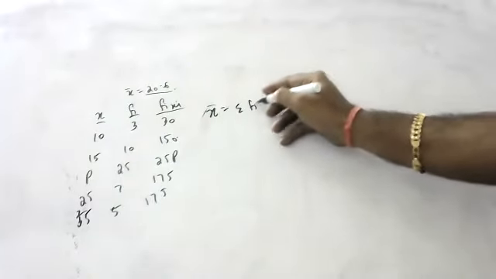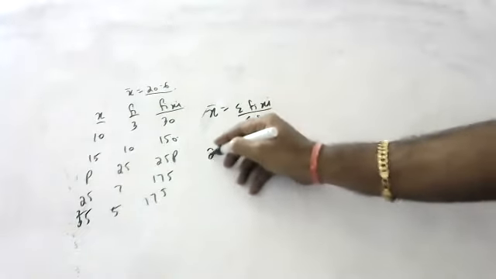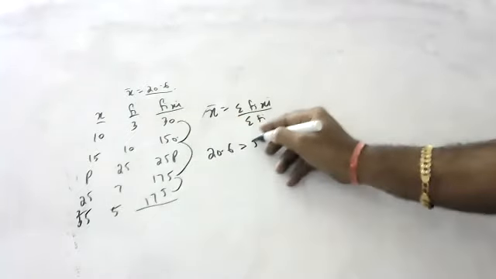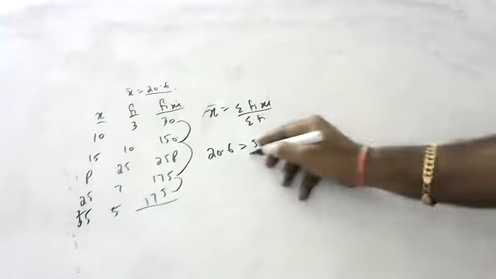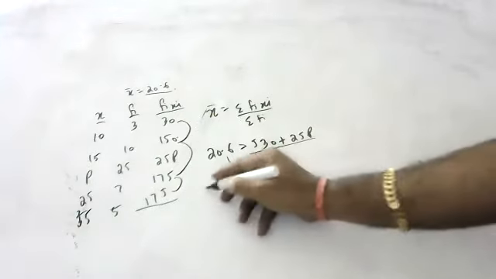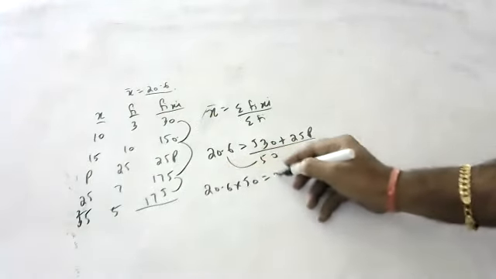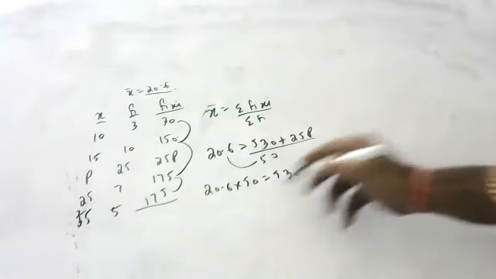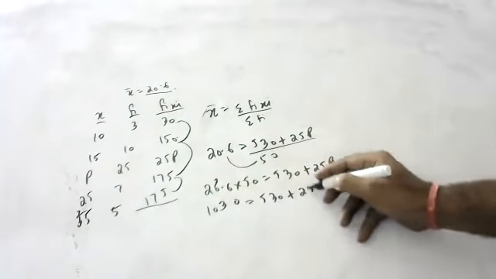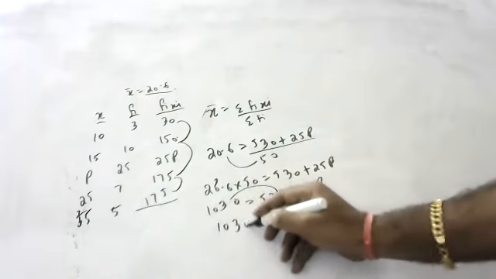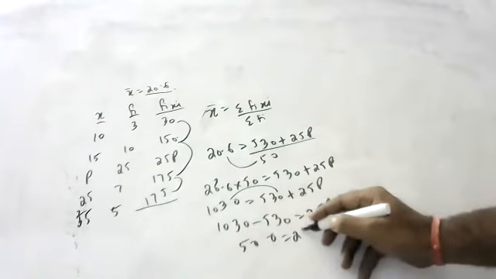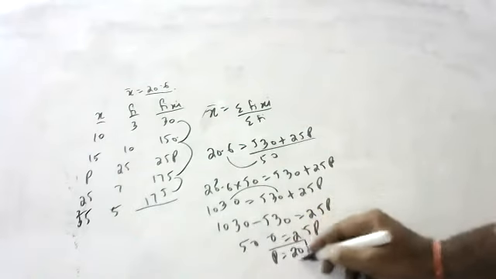So sigma FiXi by sigma Fi is 20.6. Sigma Fi is 350, 500, 530 plus 25p, so sigma Fi is 30, 37, 47, 50. So 20.6 into 50 is equal to 530 plus 25p. 1030 minus 530 is equal to 25p. 500 is equal to 25p. So p is equal to 20.